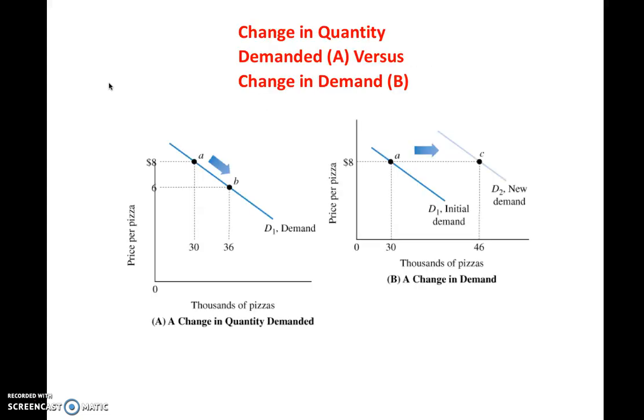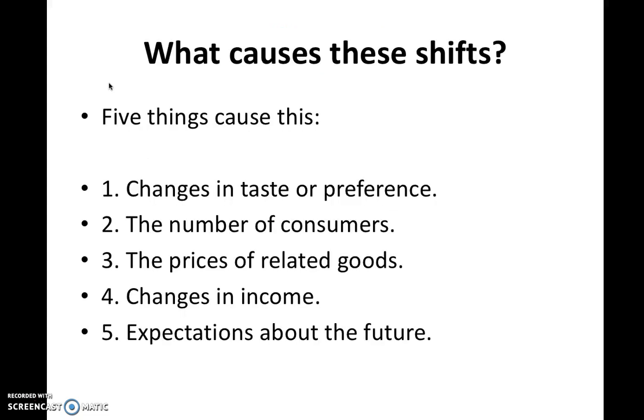And there's that slide again, sorry. And what causes these? There's 5 things that cause these shifts. We're going to find out it's pretty much always the government's fault when you have price changes that ignore what markets want, ignore equilibrium, when you're moving up and down on a curve, or along a curve rather. When you have these shifts, it's these things: change in taste or preference, number of consumers, price of related goods, changes in income, expectations about the future.